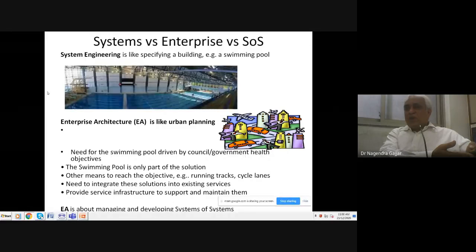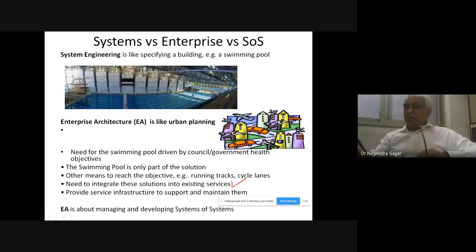So we need a swimming pool driven by council or government health objectives. The swimming pool is only part of the solution, whereas I need to reach the objectives such as running track and cycle lanes, and need to integrate these solutions into existing services. This is one of the very, very important things when we are proposing IoT as a solution, right? I need to look at that. I need to provide the solution into existing services.